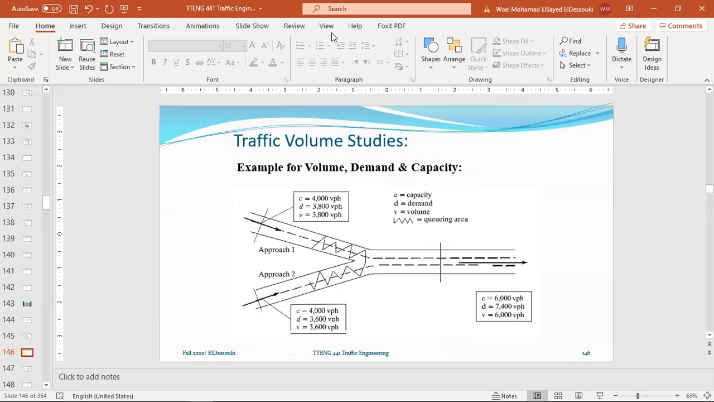But both approaches, approach 1 and approach 2, merge together in one approach, where the resulting approach has a capacity of 6,000 vehicles per hour. The demand is basically the total demand on approach 1 and approach 2, which is 7,400 vehicles per hour. But the observed volume is not going to be 7,400. It's going to be 6,000 vehicles per hour. So if the demand exceeds the capacity, the flow rate or the volume will be just the capacity.